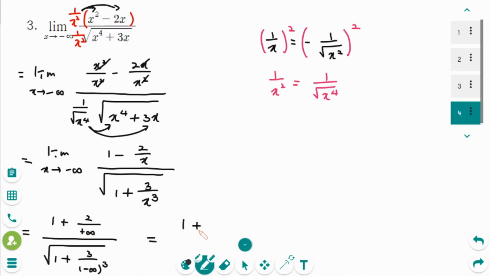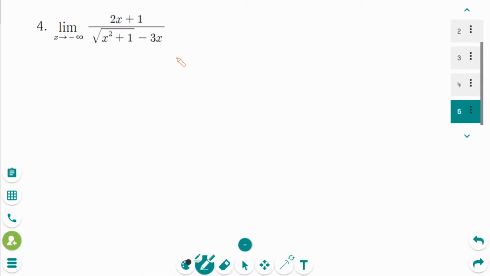So 1 plus 0 over the square root of 1 minus 3 over infinity. So 1 over 1 minus 0, which is 1. That is the answer. This is the next question.